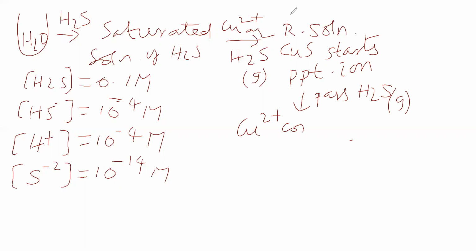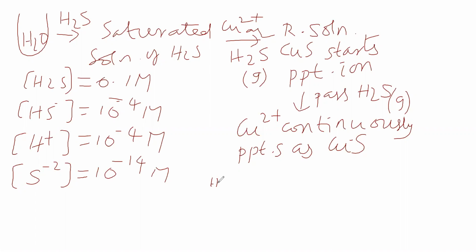Cu2+ continuously precipitates as CuS. Now see that Cu2+ is continuously precipitating as CuS, in the sense that Cu2+ keeps consuming sulfide ions and becoming CuS precipitate. While this happens, what happens to the equilibrium, that we will see.